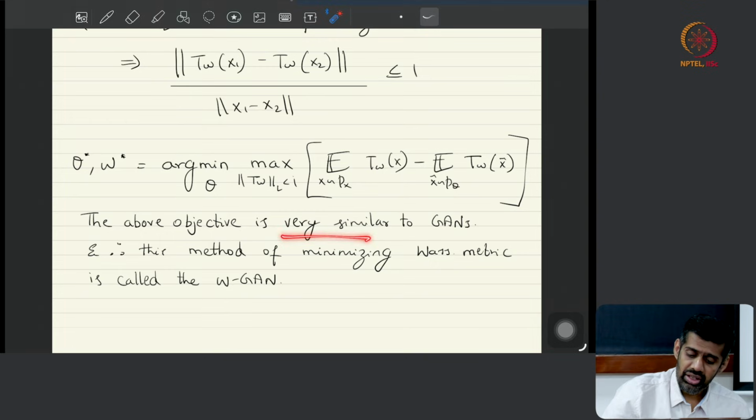The above objective is similar to that of GANs, therefore this method of minimizing Wasserstein's metric, people call it WGAN, Wasserstein's GAN, for obvious reasons. See how these ideas converge, right? I mean, optimal transport and Wasserstein's metric do not have any bearing as such with the f divergence minimizer.